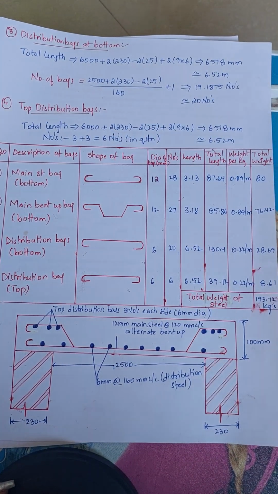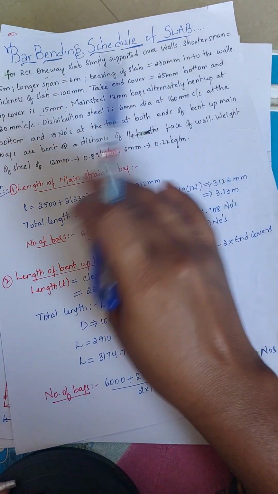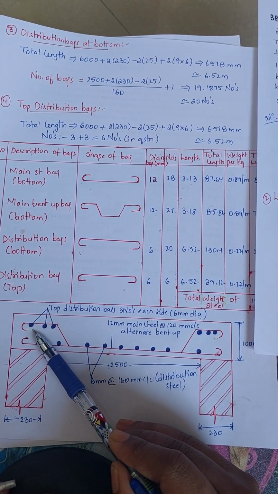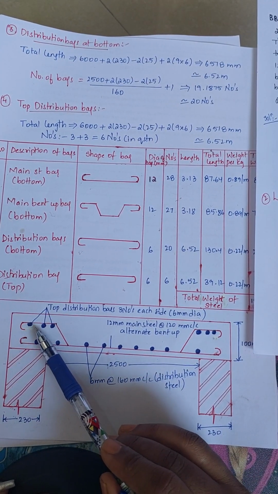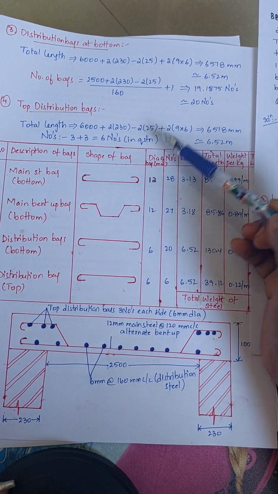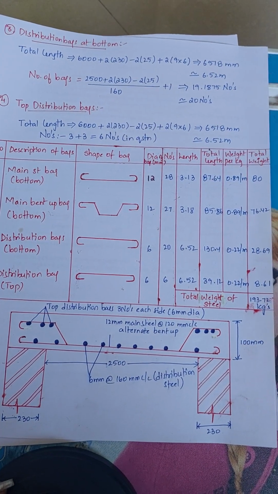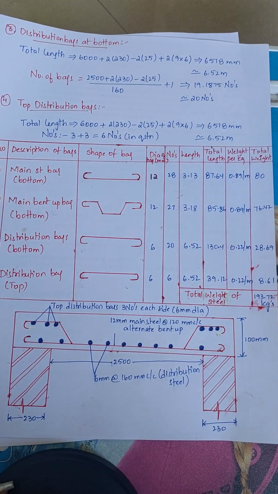The numbers are given in the question. They have given that we have to provide 3 numbers at the top at both ends. So 3 bars at both ends will be 6 numbers. As per the question, we have to take top distribution bars as 6 numbers. So here you can go through what we have calculated already.